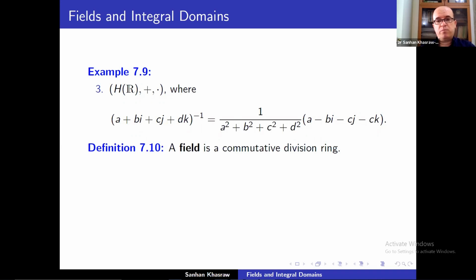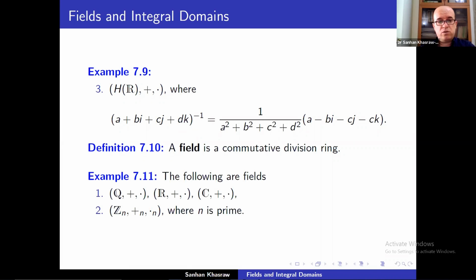Then our main part is talking about fields. A field is a commutative division ring. So it means every non-zero element in the set has a multiplicative inverse, plus the commutativity of the second operation. So the following are fields. You see Q, reals, complexes are fields. They are infinite fields. And the one which is a finite field is Zn, where n is prime. The ring of integers is not a field because not every element in Z has a multiplicative inverse.